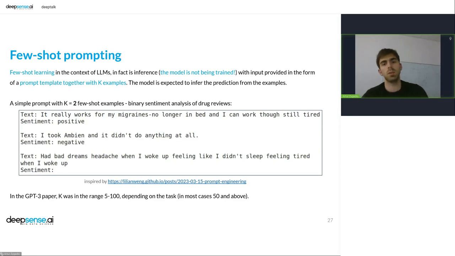Based on the two provided examples, it should be able to correctly tell us if it's positive or negative. In the GPT-3 paper, actually, K, the number of few-shot examples, was much larger, between 5 and 100. The K depended on the task they were experimenting with, but in most cases it was 50 or more. So the model needed 50 or more examples to actually provide correct predictions for the text of interest that we are running through it.